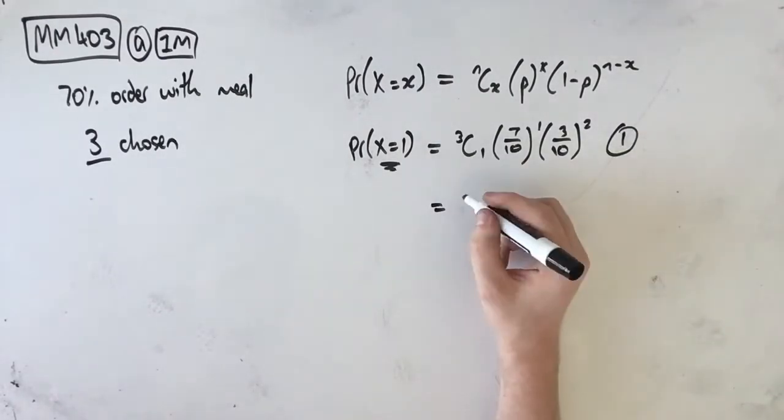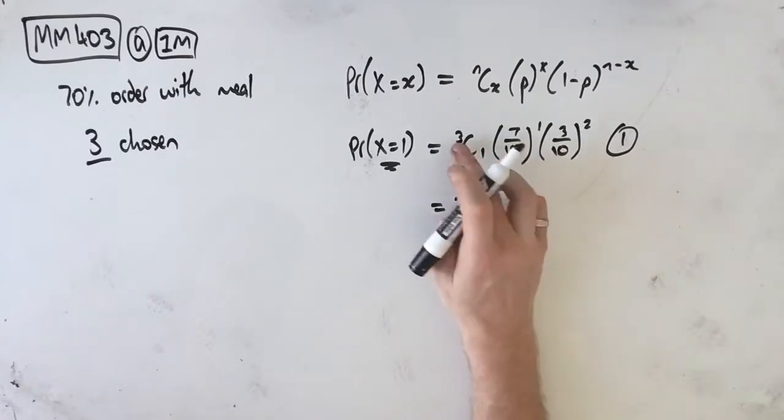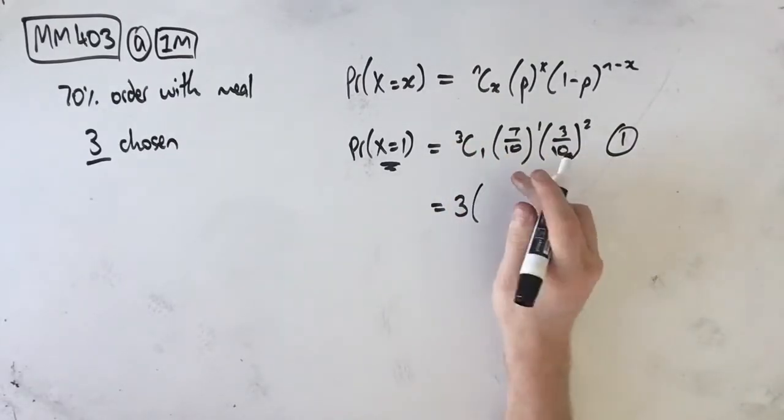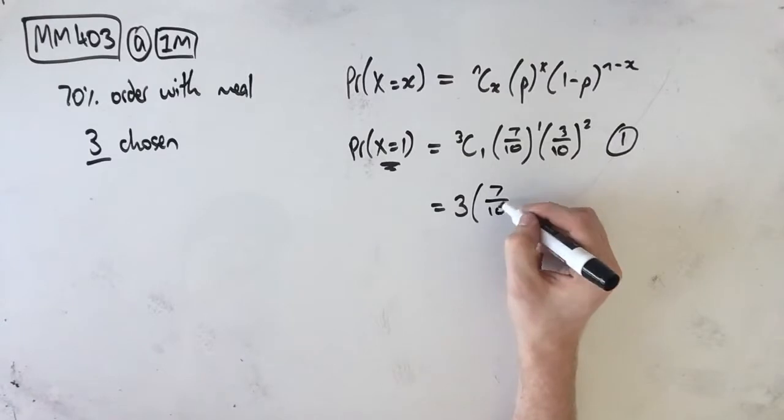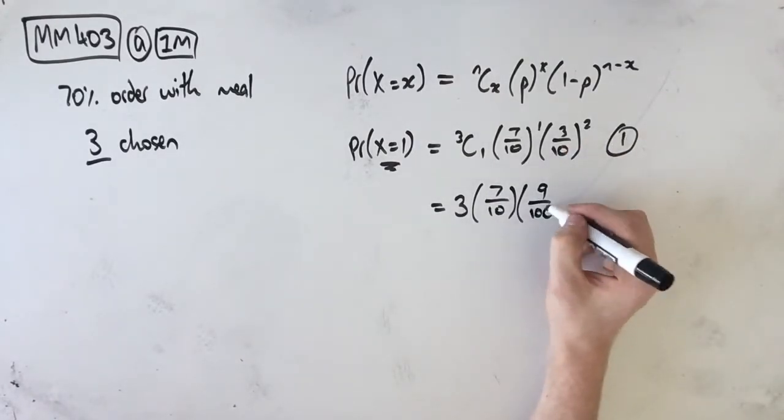Simplifying this, 3C1 is 3. So whenever you've got something like 3C1, it'll be equal to 3. If you've got 10C1, it's equal to 10. So it's whatever this n value at the top is. 7 on 10 to the power of 1 is just 7 on 10. And 3 on 10 to the power of 2 is 9 on 100.